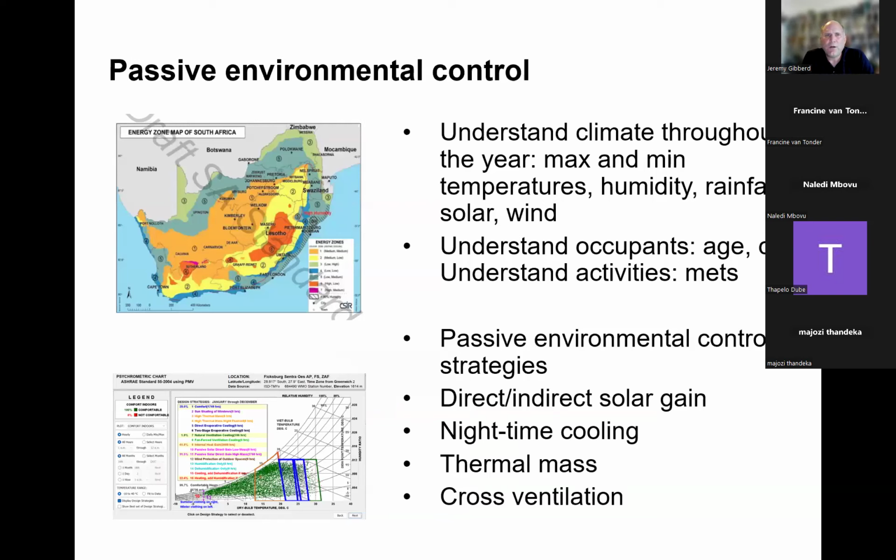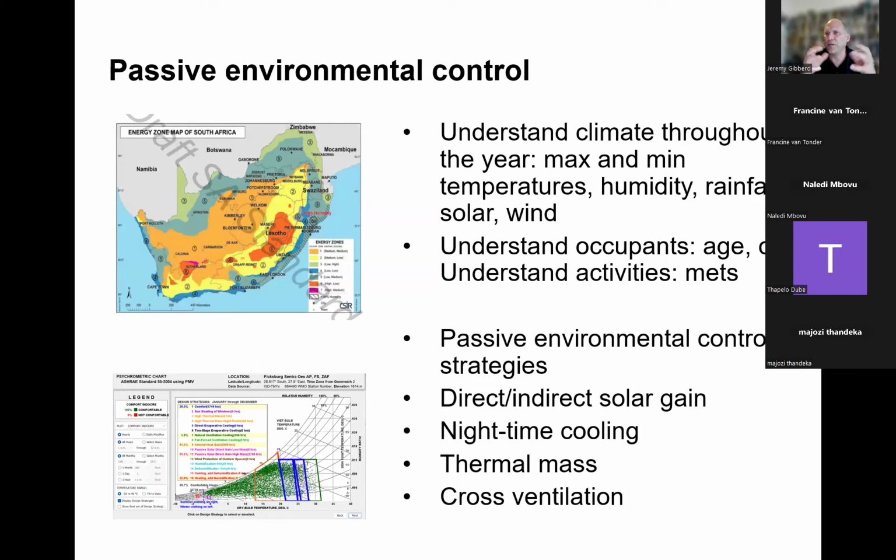Passive environmental control. Hopefully a lot of you have had lectures on this. And it's a very important set of skills to learn, because when you leave, one of the key things that you need to be able to do is design buildings that use very low energy and are very comfortable throughout the year. So the first thing that you have to do is really understand the local climate. So you need to understand temperatures through the year, maximum, minimums, what happens at night, what happens during the day, what are the airflows, and then you need to understand what is going on in your buildings.